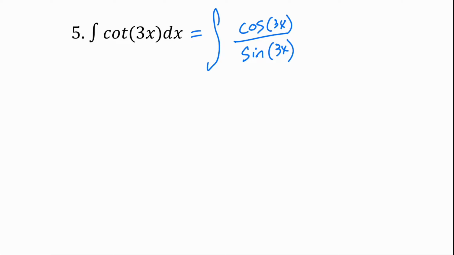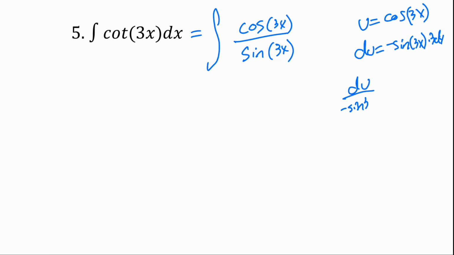In my case here, what I'm going to do first is try to pick cosine. All right, so I'll say u equals cosine of 3x. That means du is equal to negative sine of 3x times 3 dx. So as I solve for this, I have du over negative sine 3x times 3, which equals dx.